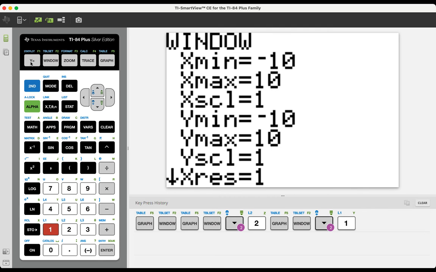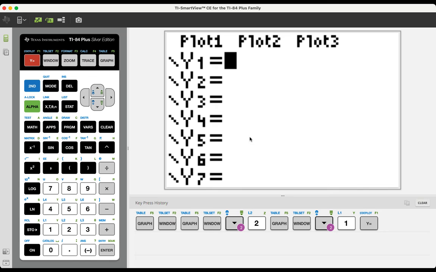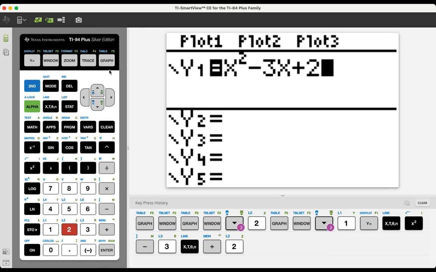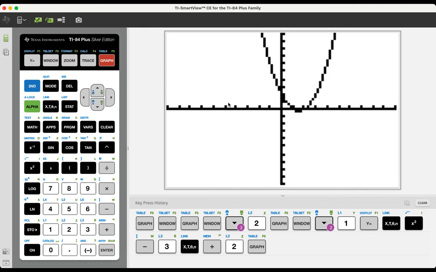Let's go into y equals and actually try to graph something, and we'll do some manipulations of the window. The function that we're going to graph is x squared minus 3x plus 2. And if you press graph after you type that in, you get a parabola. Now, some of the key characteristics of the parabola are a little bit guarded by the creation of this graph. I can't exactly tell. I think it's between 2 and 3.